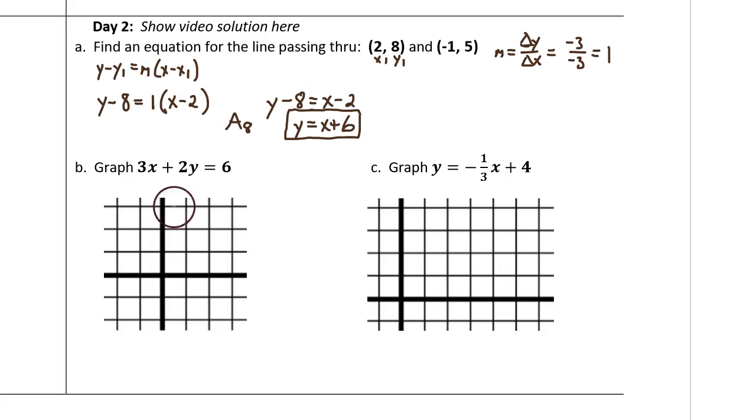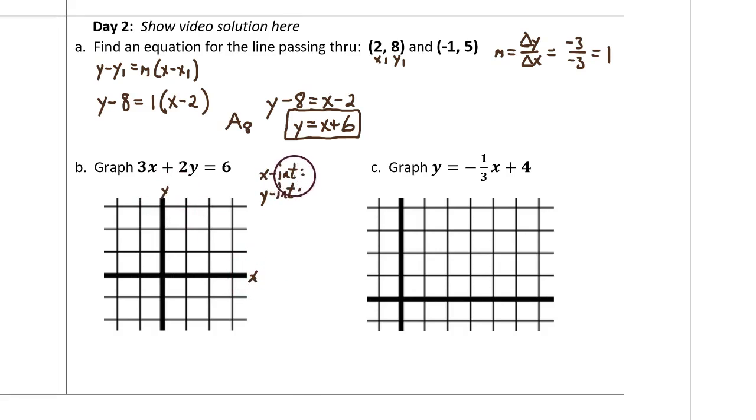Now, question B, we're asked to graph this linear equation. Well, pay attention to the form that it's in because that impacts the technique that you use to graph it. This is standard form. When you have an equation in standard form, a good method to use is called the intercepts method. Figure out the x-intercept and figure out the y-intercept. These are the locations where the line crosses the x-axis and the y-axis.